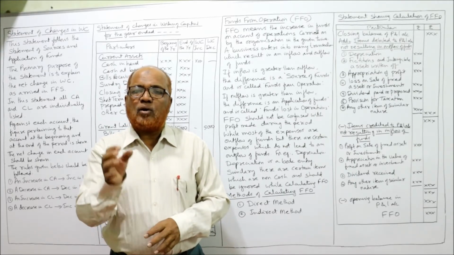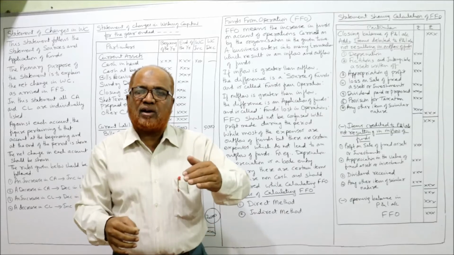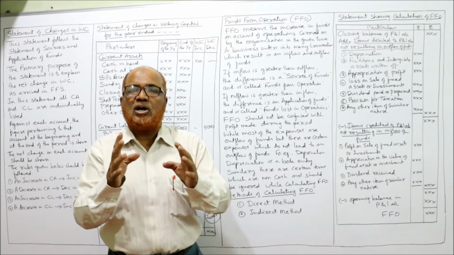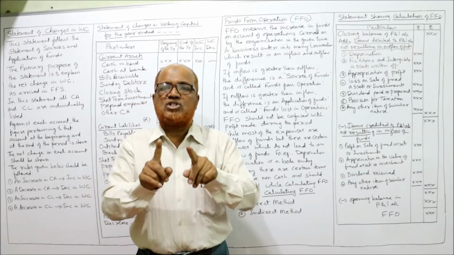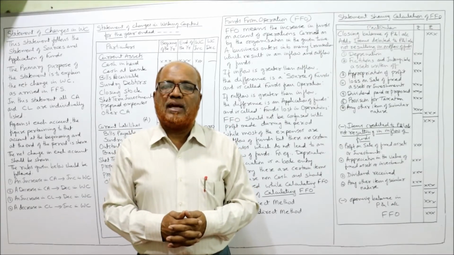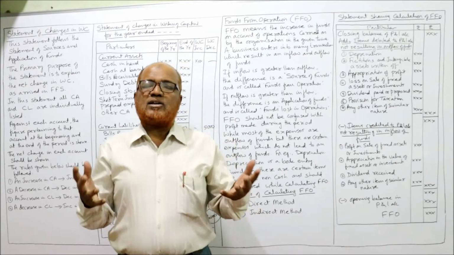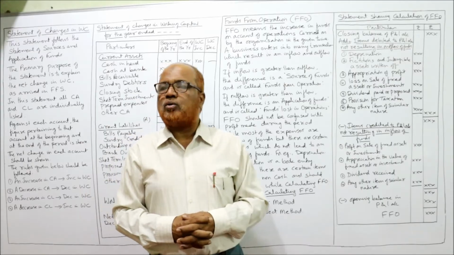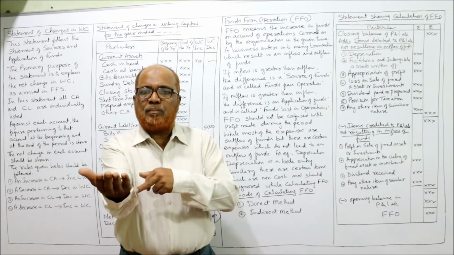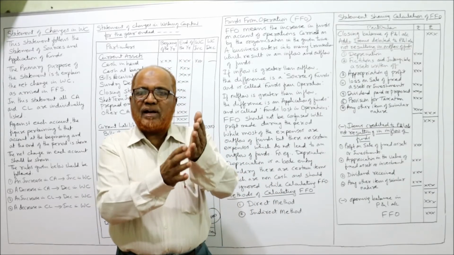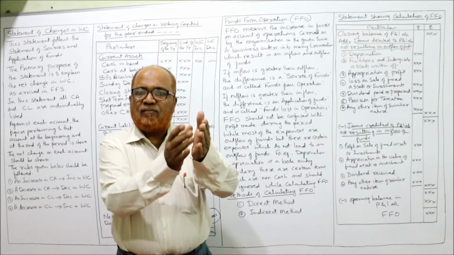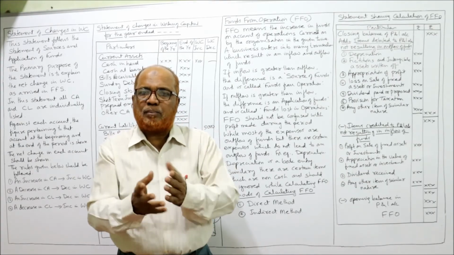Simply, we take only cash inflows and only cash outflows, ignoring those items which do not involve any cash. So how do we find out the profit? By preparing the profit and loss account. In the profit and loss account, we take sales, deduct all expenses, and we get the profit.